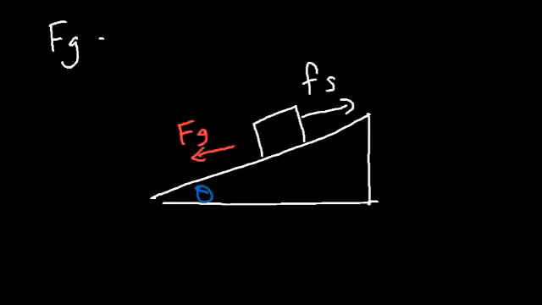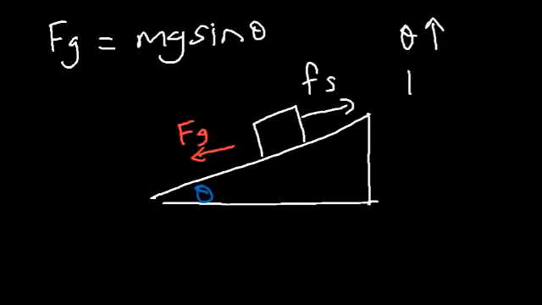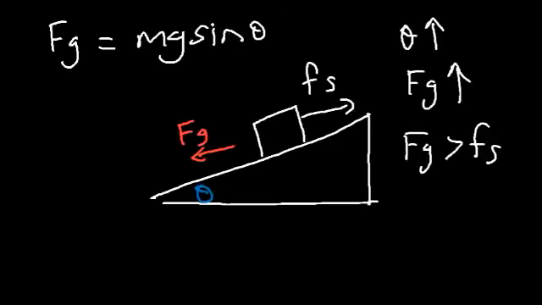Keep in mind, Fg is proportional to sine theta. So as theta increases, sine theta increases, therefore Fg increases. And once f of g exceeds f of s, it will begin to slide. So how can we calculate the minimum angle at which the box begins to slide? The critical point is when f of g equals f of s. If f of g is just a little bit higher than f of s, it will begin to slide. So the critical point is when they're equal.